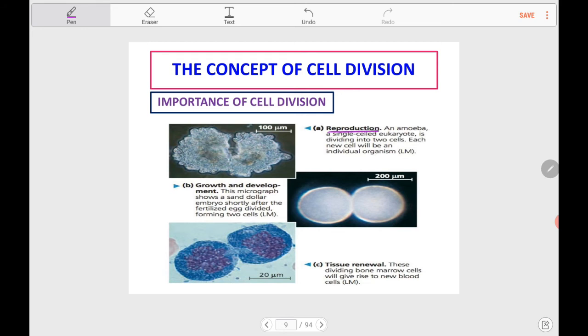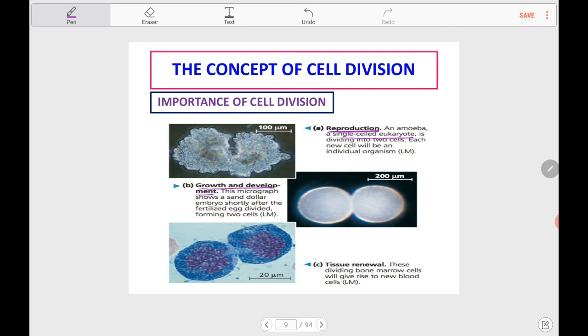So usually involve a single cell, eukaryotes or prokaryotes. Next, growth and development. So cell division is very important for organisms to grow, increase in the number of cells, and to develop.